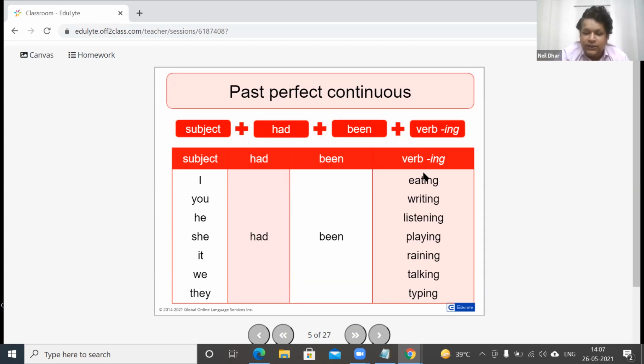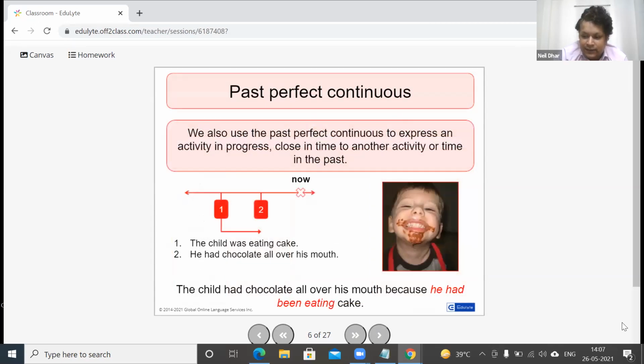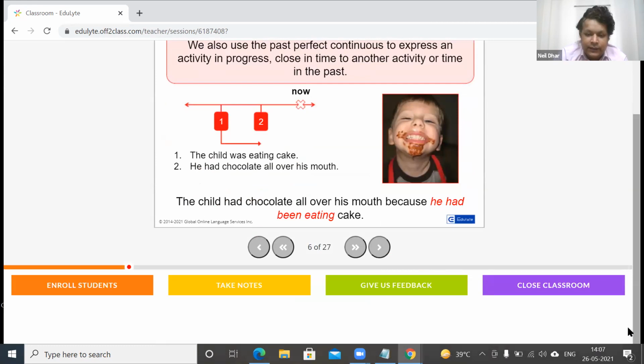So we'll go through the rules. We have 27 slides to help us understand, and we'll do some exercises as well in this course, which will again help us understand. Okay, next, let's read. Slowly you'll get to know.